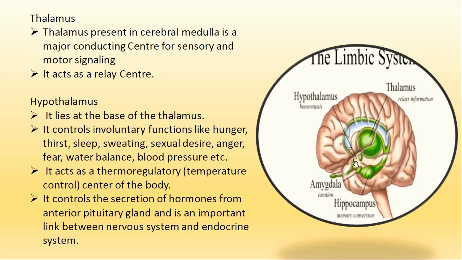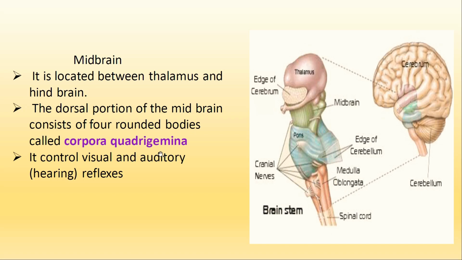Next comes the hypothalamus. It is lying at the base of the thalamus and it controls the voluntary action like hunger, thirst, sleep, sweating, sexual desire, anger, fear, water balance, blood pressure, etc. This also acts as a thermoregulator and the body temperature is maintained by this. It controls the secretion of the hormones from the anterior pituitary, and it is an important link between the nervous system and the endocrine system. So the pituitary gland becomes the link between the nervous system and the endocrine system, which will be controlled by the hypothalamus.